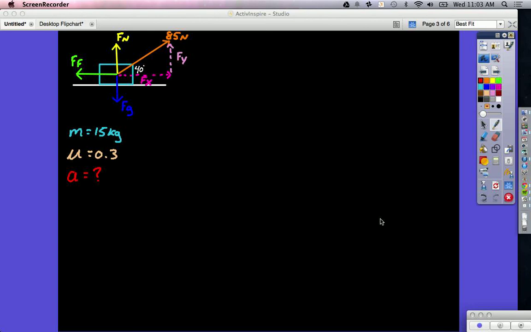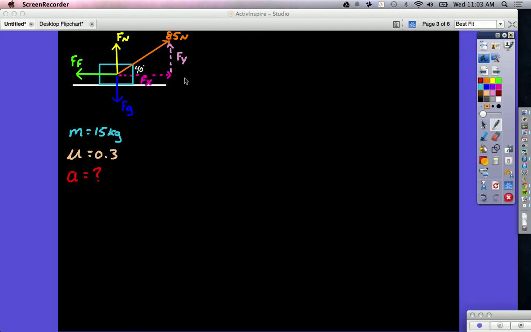Being pulled across the floor at an angle with a force of 85 newtons. And it's our job to figure out what the acceleration of the box is going to be as a result. So we're going to figure out, okay, which way is this thing going to accelerate? It's going to accelerate toward the right.